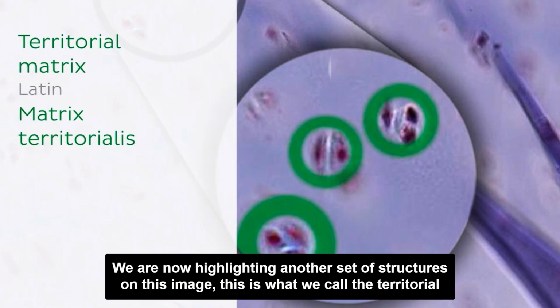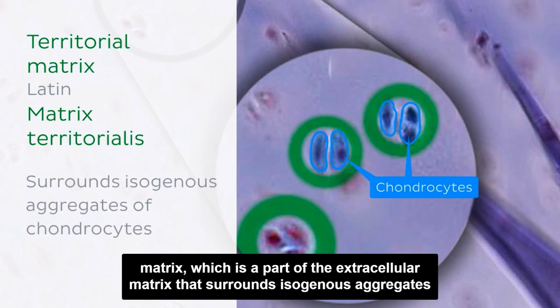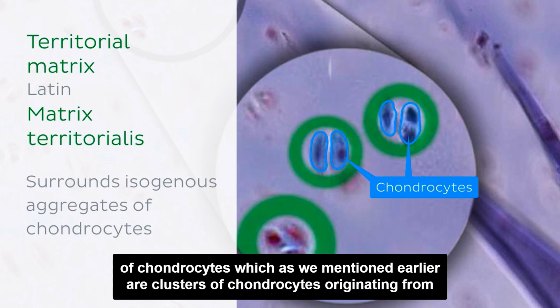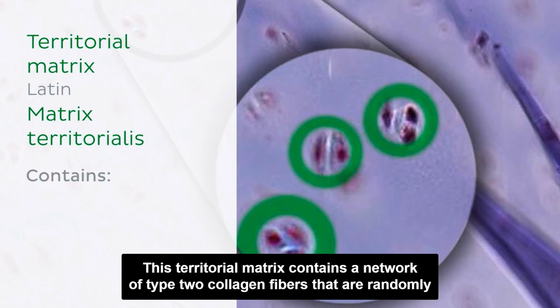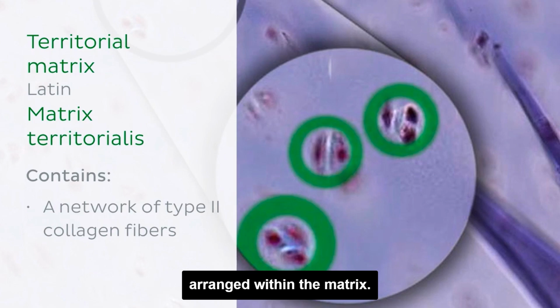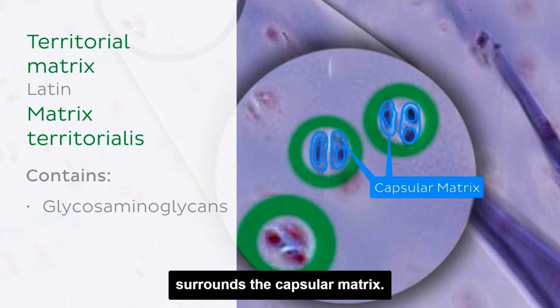This is what we call the territorial matrix, which is a part of the extracellular matrix that surrounds isogenous aggregates of chondrocytes, which, as we mentioned earlier, are clusters of chondrocytes originating from the same progenitor cell. This territorial matrix contains a network of type 2 collagen fibers that are randomly arranged within the matrix. It is also rich in glycosaminoglycans and is part of the extracellular matrix that immediately surrounds the capsular matrix.